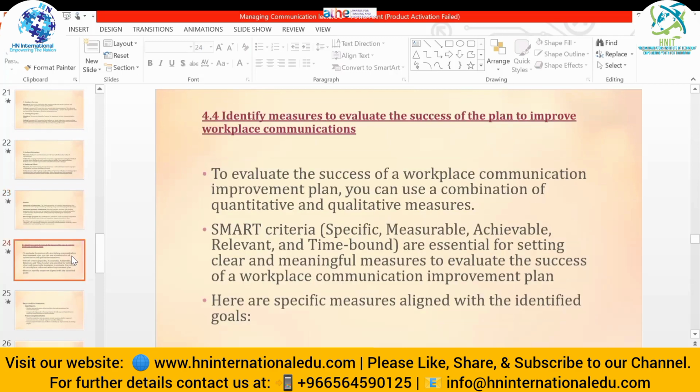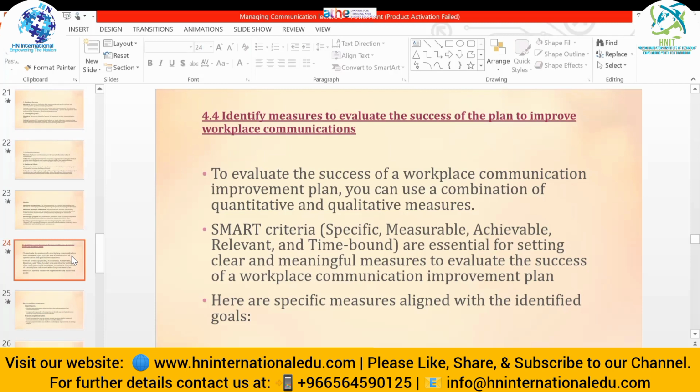Now, moving towards the last assessment criteria: identify measures to evaluate the success of the plan to improve workplace communication. Now we are going to take the measures. The first command verb is identify, and the second is to evaluate. So we have to focus on both of them. Evaluate the success of the workplace communication improvement plan. You can use a combination of quantitative and qualitative measures.